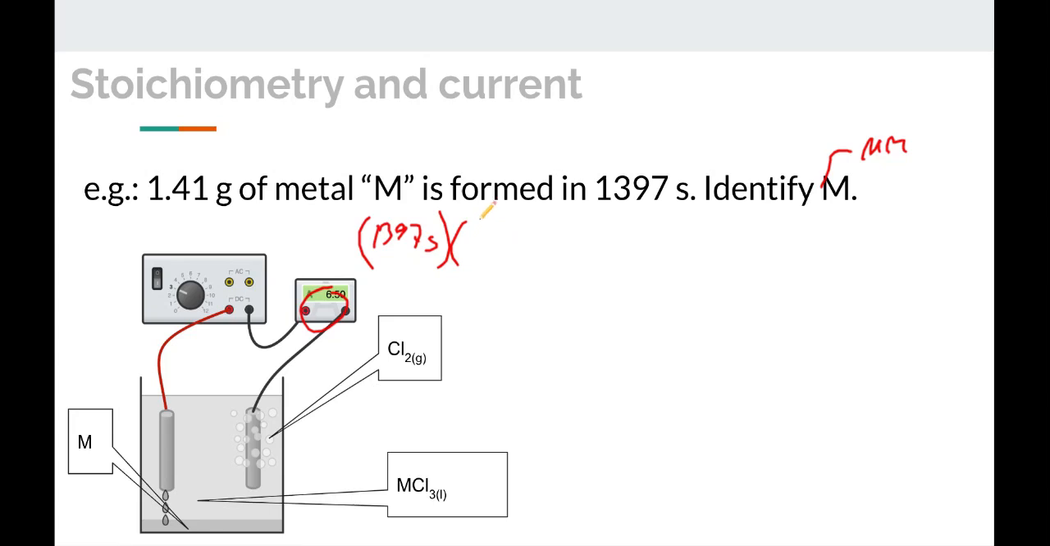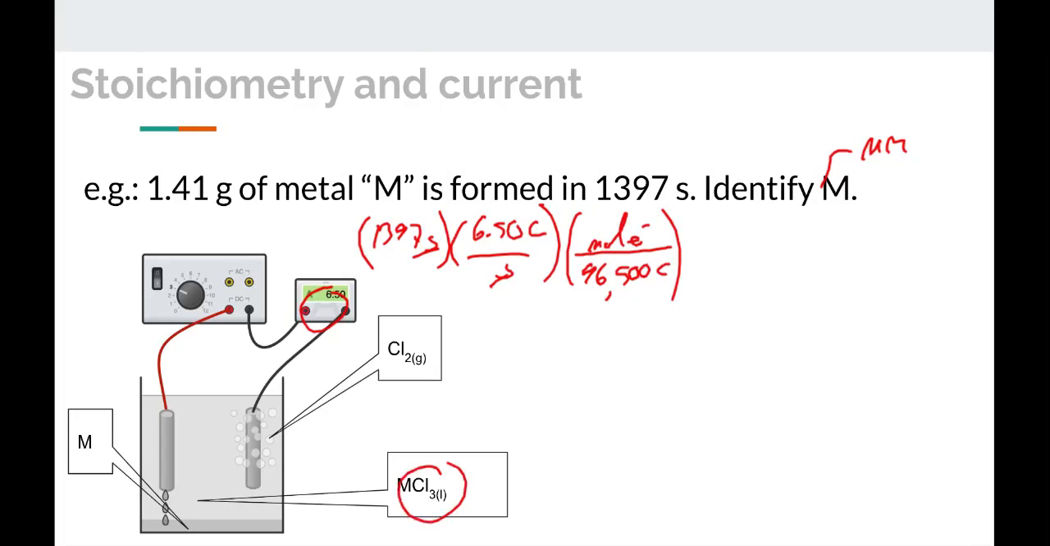So what do I know? I know that the current is 6.50 coulombs per second. That's 6.50 amps. So that tells me how many coulombs of charge flow through this system. And there's 96,500 coulombs in every mole of electrons. Now, if I look at the fact that chlorine is a 3-to-1 ratio with this metal, that means that this metal is a 3+ charged ion here. So that would mean that it's going to have to gain 3 electrons to become the reduced metal. So that means 3 moles of electrons go with 1 mole of whatever M is.